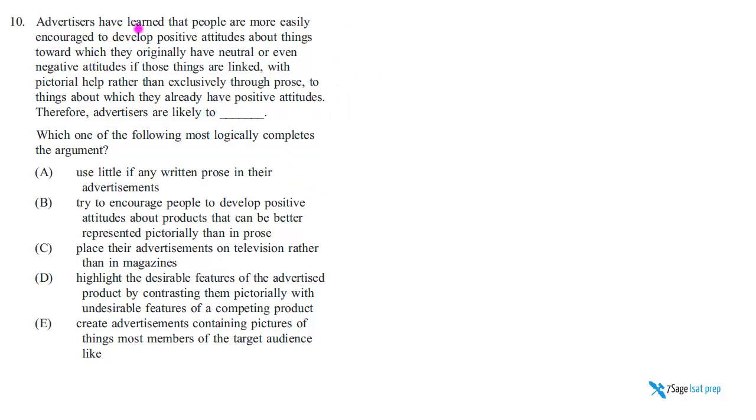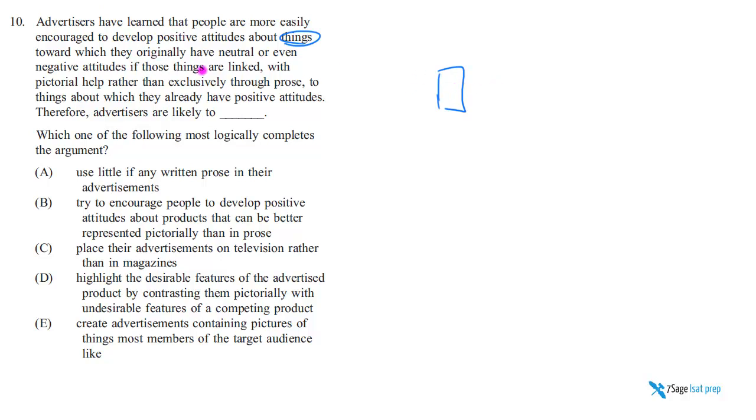Advertisers have learned that people are more easily encouraged to develop positive attitudes. And of course, advertisers want people to develop positive attitudes about their products, things towards which they originally have neutral, even negative attitudes. So let's say an advertiser is trying to sell you a piece of paper, something as bland as possible. You have a neutral, or maybe even negative attitude towards it. Advertisers want you to develop positive feelings about this thing.